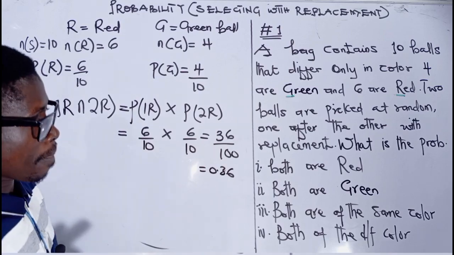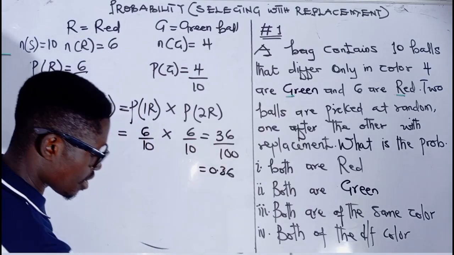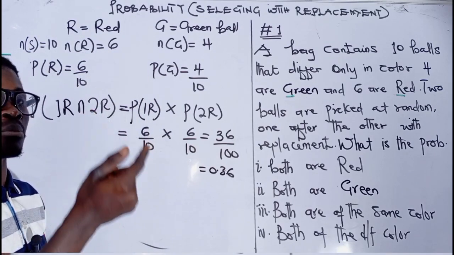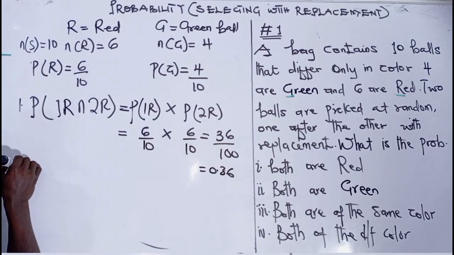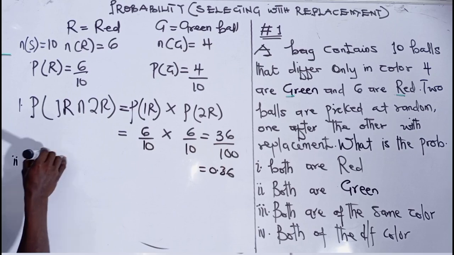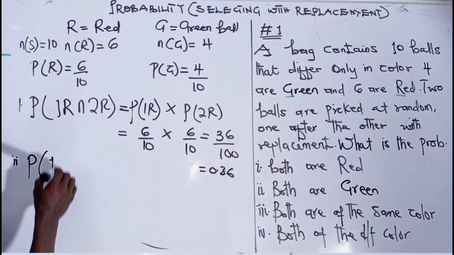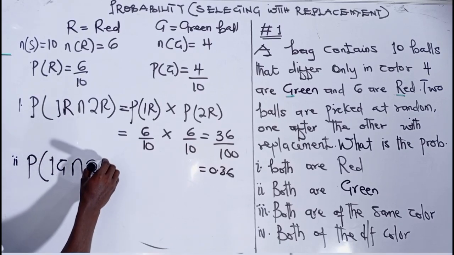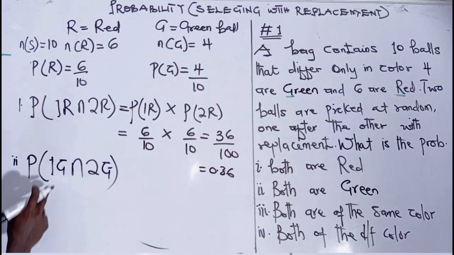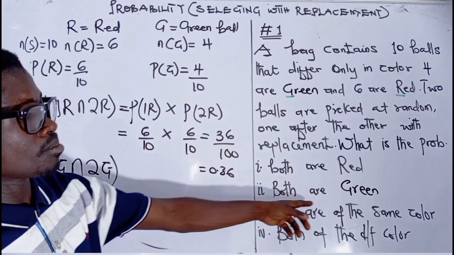So let's look at the probability that both are green. Both are green means that on the first pick we are getting a green marble and on the second pick too we are getting a green marble. So we have the probability that the first marble that we are drawing from the bag is a green marble and the second marble that we are drawing is also a green marble. Very, very easy. That is going to give us both of them being green.